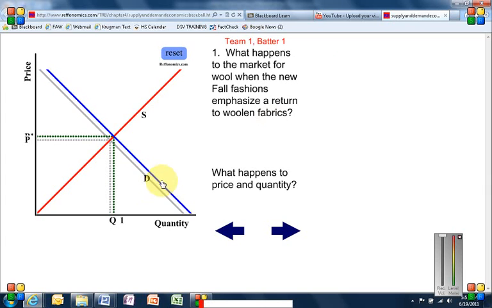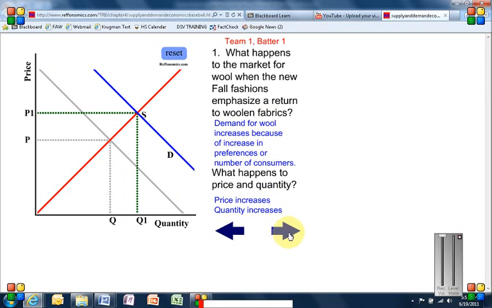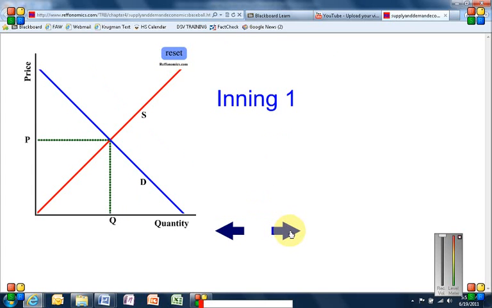Yes, to the right, because we're going to have an increase in the demand in this market for wool. So what happens, of course, to price and quantity? Price increases, quantity increases, I believe. Let's check the answer. Very good. And there's part of the explanation. Preferences are mentioned. Let's do one more.